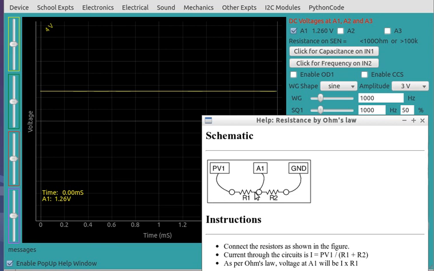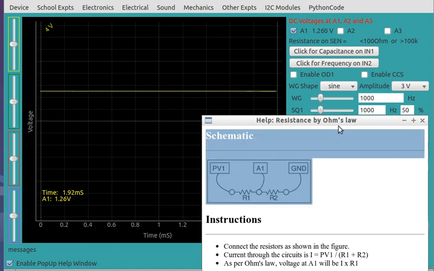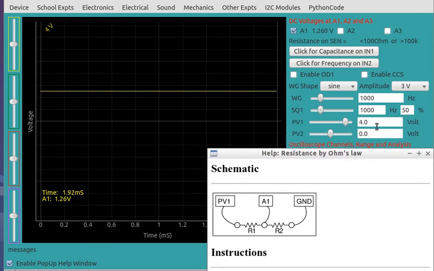So how do we find out the value of R1? We know this voltage, that is 4 volts, and this is 1.26. So 4 minus 1.26 is the voltage drop across this, and that would be something like 2.75, and that divided by the current will give the value of R1.